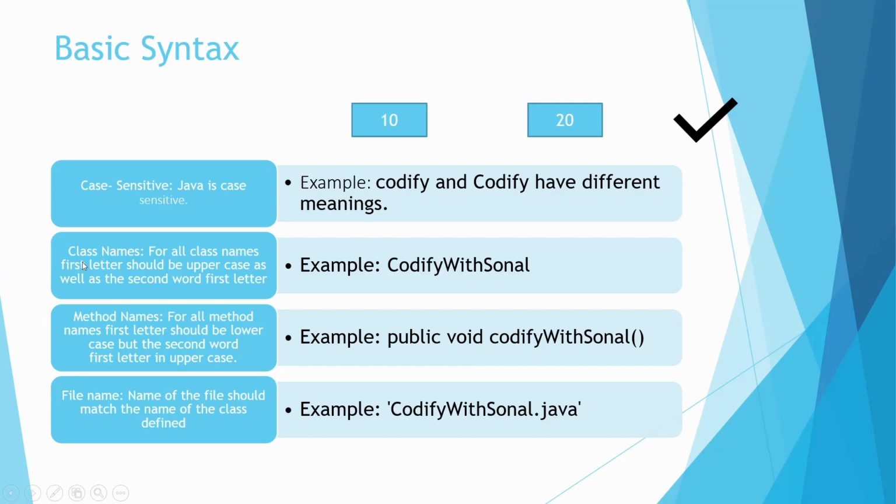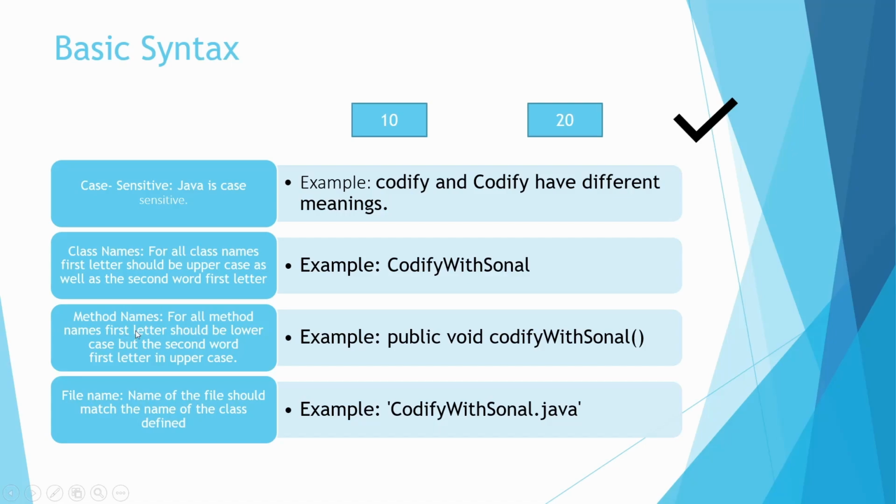Then comes class name. In a class name, the first letter of every word should be an uppercase. Like here, if I write Codify With Sonal, you can see C as capital, W as capital and S as capital, basically uppercase. So this is how you write a class name.